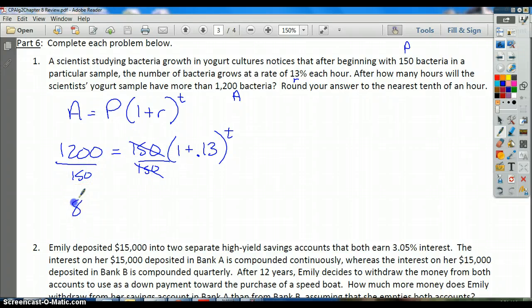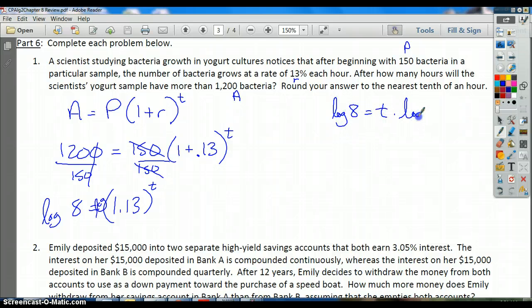Okay, so this is going to be 8. And then I have 1.13 to the t. You want to log both sides. Get that t out in front. So right now I have log of 8 equals t times log of 1.13. So let's divide that log 1.13 over.